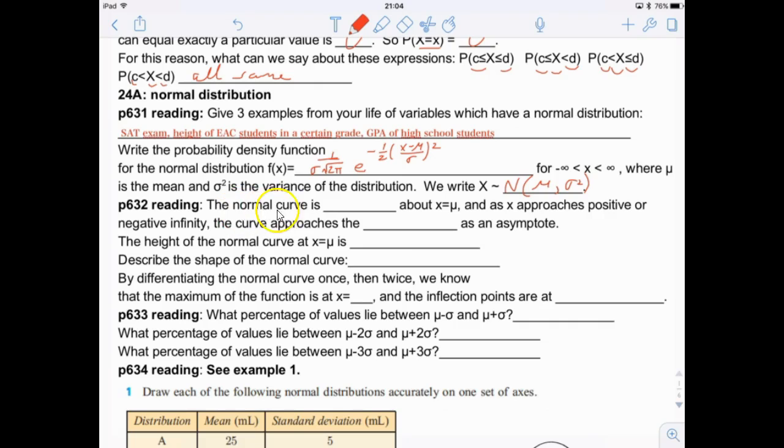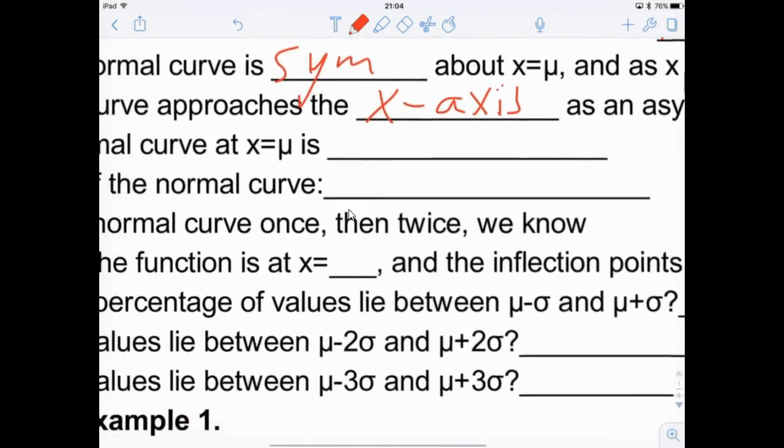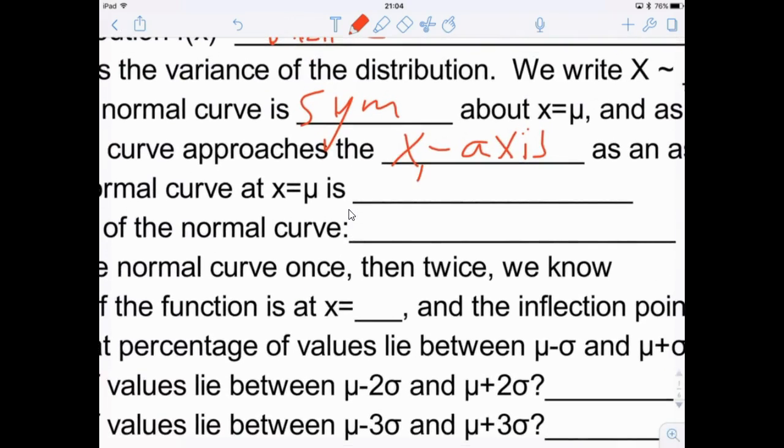Page 632 reading. The normal curve is symmetrical about x equals mu, and as x approaches positive or negative infinity, the curve approaches the x-axis as an asymptote. The height of the normal curve at x equals mu is 1 over sigma square root 2 pi.